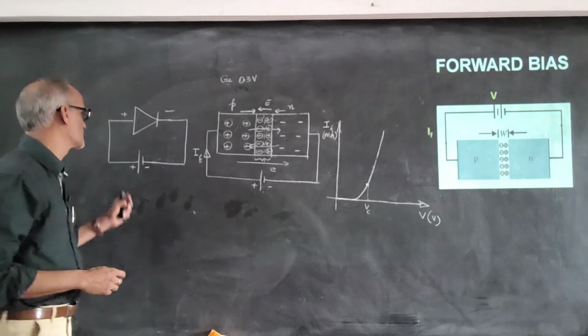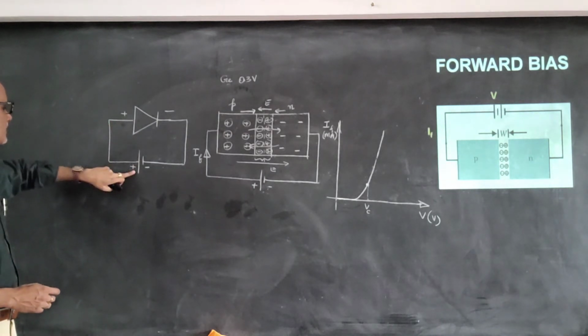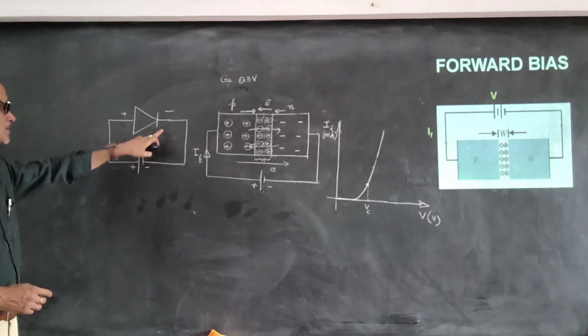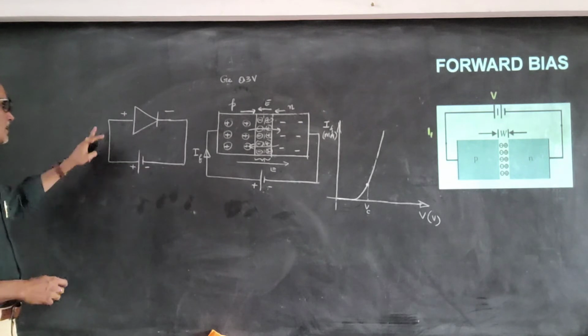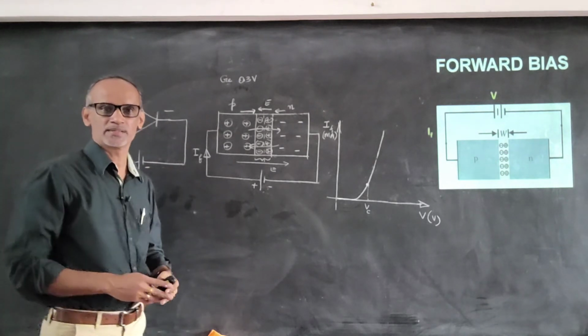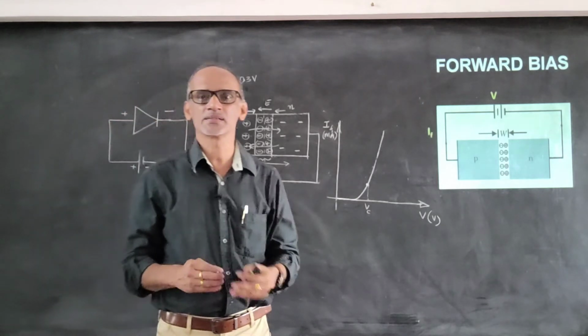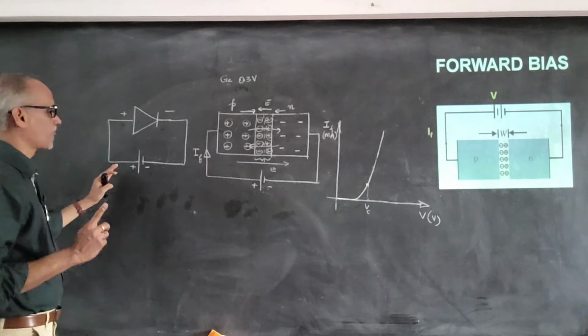So what is forward bias? When the positive terminal of the diode is connected to the positive terminal of the battery and the negative terminal of the diode is connected to the negative terminal of the battery, then such a bias is called forward bias. And if no voltage is applied, then the diode is said to be in the unbiased state.